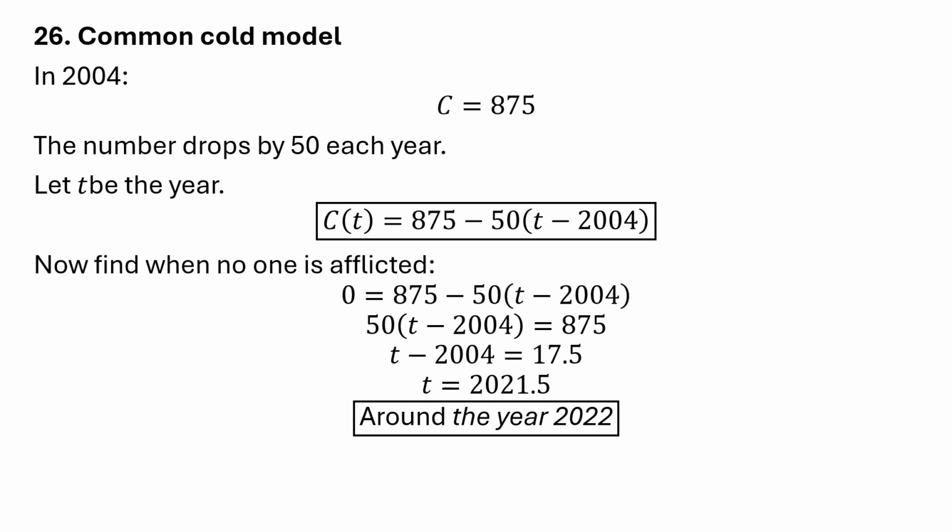In 2004, 875 people were afflicted. Each year, the number decreases by 50. So the model is C of t equals 875 minus 50 times (t minus 2004). To find when no one is afflicted, set C of t equal to 0. Solving gives t equals 2021.5, so around the year 2022.